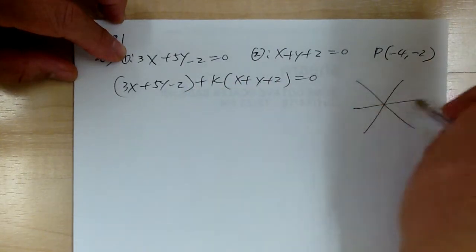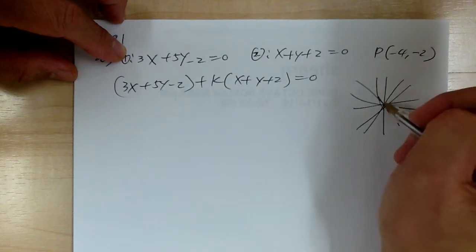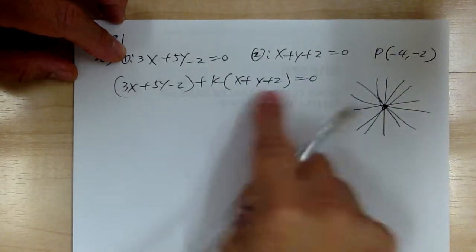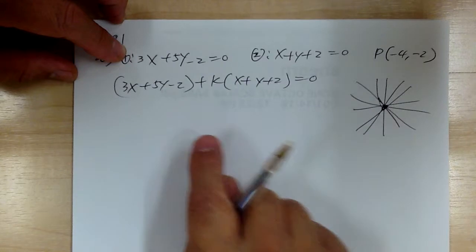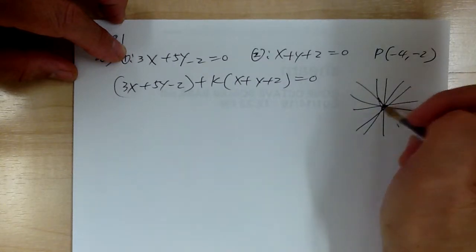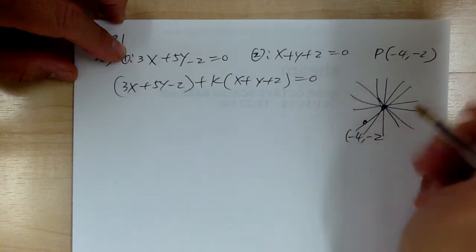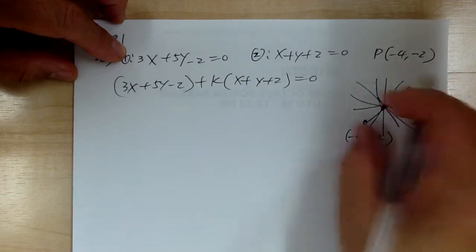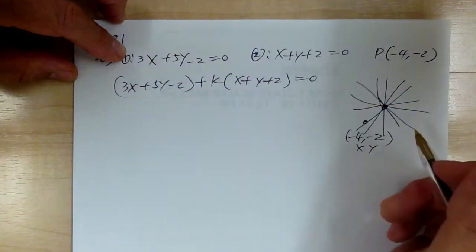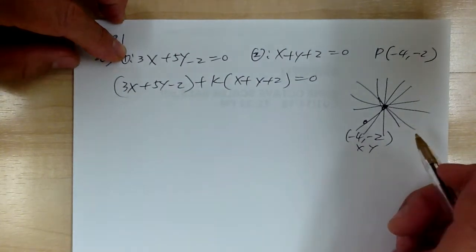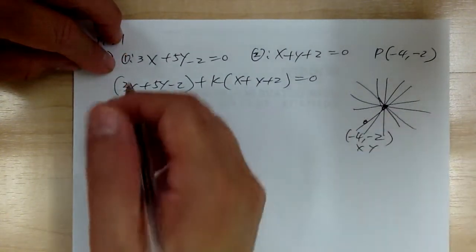Okay. And next thing what you do is, so this is for all the lines going through. You got all these lines going through the intersection. Okay, so that's over here. So this equation is for all those lines. But you're looking for the one that goes through the point -4, -2. So you're looking for this one over here. Okay, so that's your x and the y. So just substitute in here, and then you can work it out. Okay, so I'm going to just substitute.